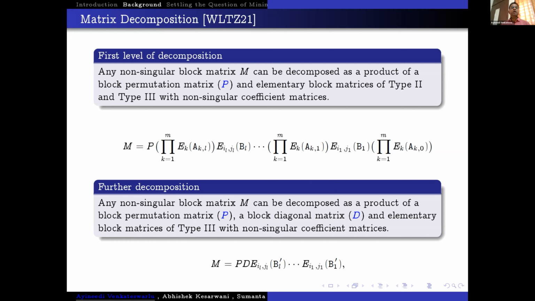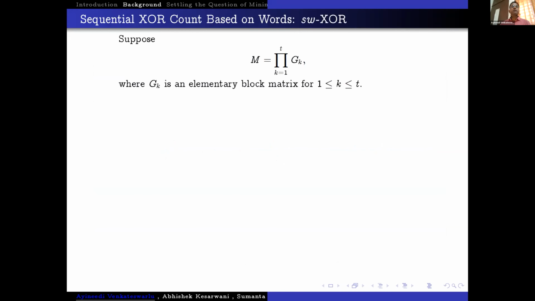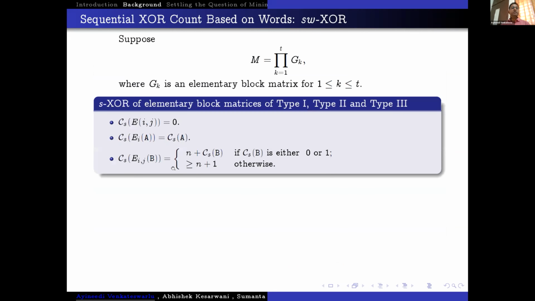We can have these kinds of decompositions, and given a decomposition, one can easily compute Mx by applying g1 to gk iteratively on the input vector x. So the cost of implementing M is equal to the sum of the costs of implementing g1 to gk. The SXOR cost of a type 1 matrix is 0 because it is simply a permutation.